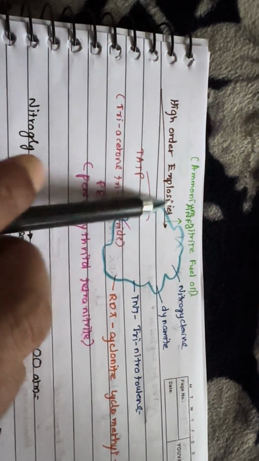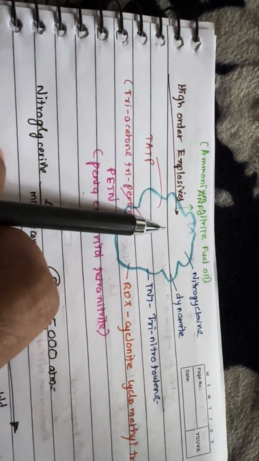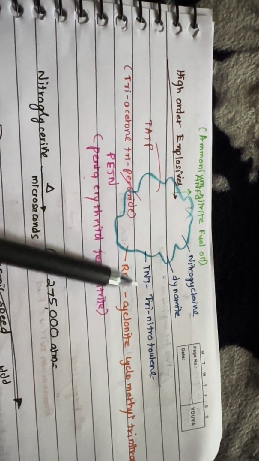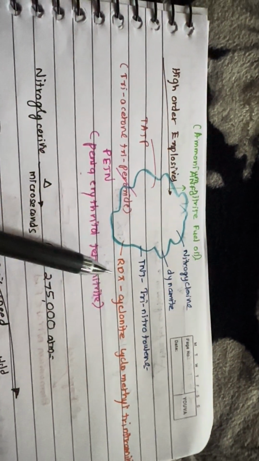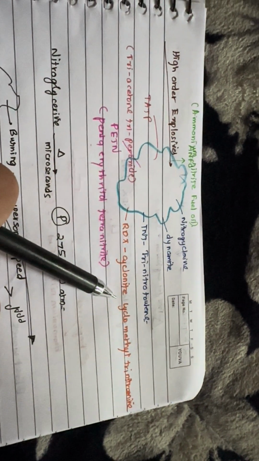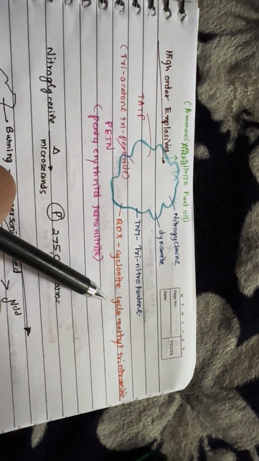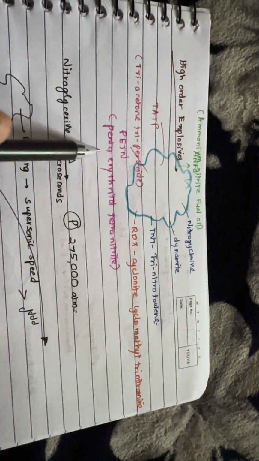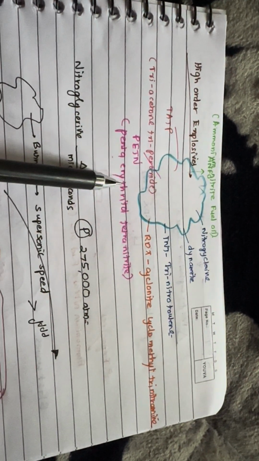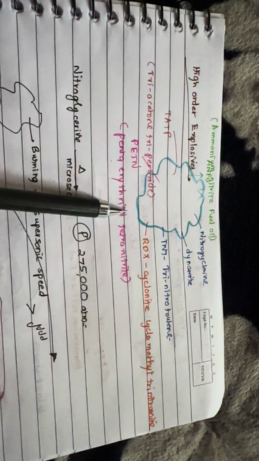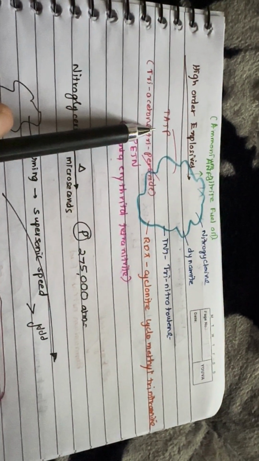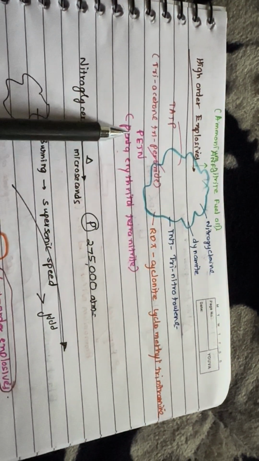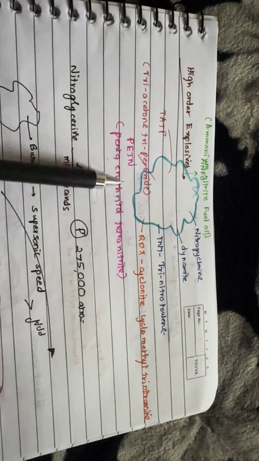Explosive blast injury. High order explosives, for example, nitroglycerine, dynamite, TNT (trinitrotoluene), RDX (cyclonite, cyclotrimethylene trinitramine), PETN (pentaerythritol tetranitrate), TATP (triacetone triperoxide), and ANFO. ANFO is ammonium nitrate fuel oil.